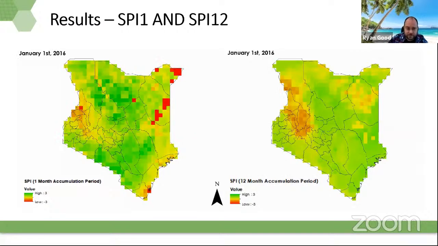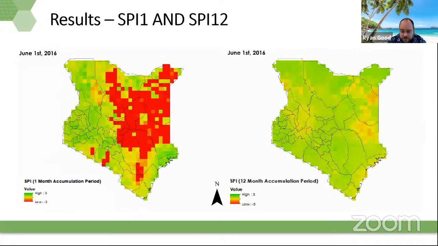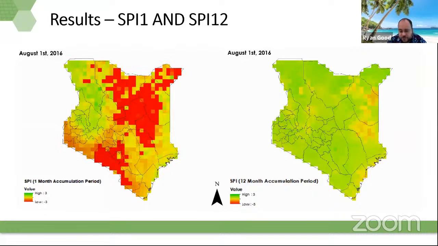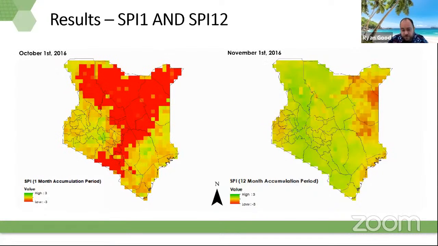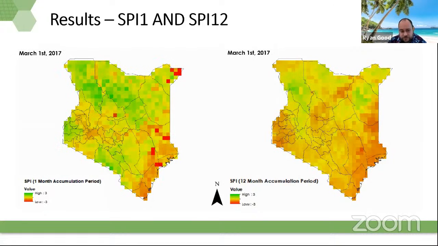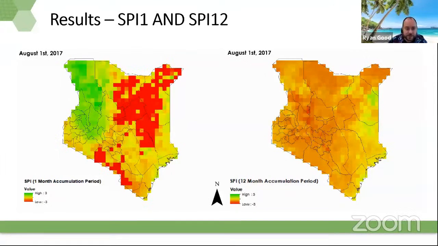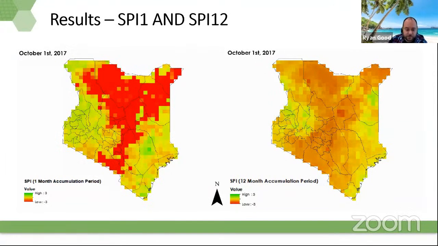The longer term indices, such as the 12-month accumulation that you see cycling on the right, are more illustrative of water table health and accumulation and change over time. The differences as it cycles through time here are pretty stark for any individual date.